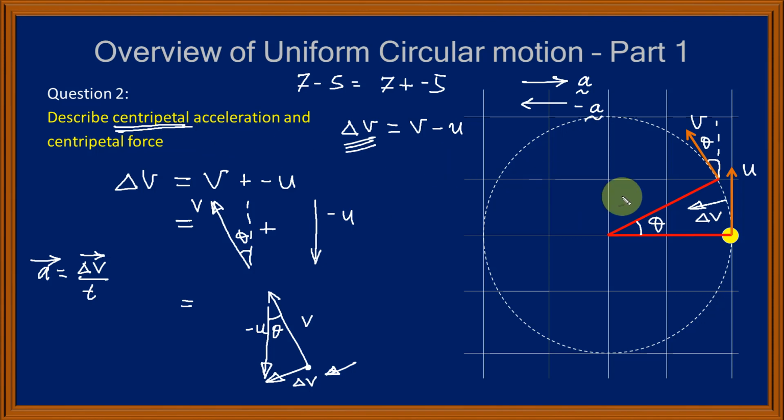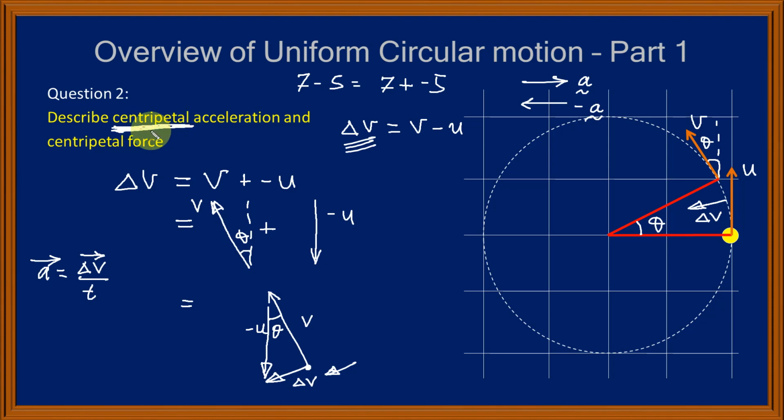This acceleration that the object has when it is moving in a circular path is referred to as centripetal acceleration because it is always pointing towards the center of the circular path. It is always searching for the center of the circular path, and that is why it is called centripetal. Centripetal means center seeking.